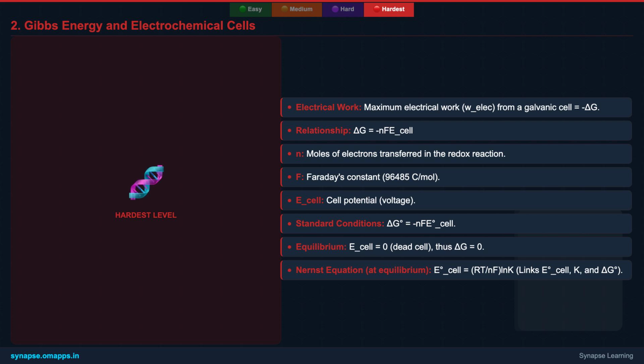At equilibrium, the cell potential becomes 0, signifying a dead battery, and ΔG also becomes 0. This leads to a powerful relationship, E_cell = (RT/nF) ln K, allowing us to calculate the equilibrium constant from standard cell potentials. This principle is vital in designing and optimizing batteries and fuel cells, ensuring maximum energy efficiency.